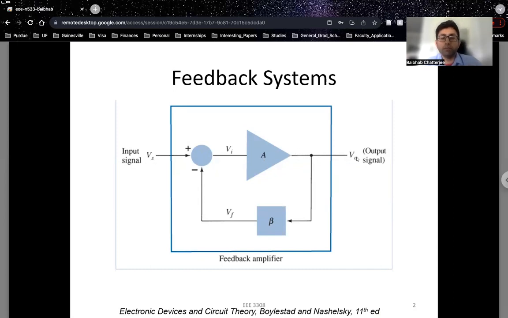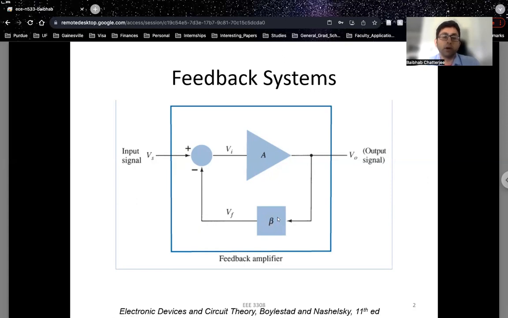The output of the amplifier is V0, but some part of that V0 is fed back at the input side and is subtracted from the original incoming input signal. So this is a subtractor. You have a positive terminal here and a negative terminal here, which just means that your input voltage Vi to the amplifier is equal to Vs minus Vf. But Vf is the feedback voltage, which is a portion of the output coming back towards the input side with a feedback factor of beta. Okay. So that's what you have in an ideal feedback system.